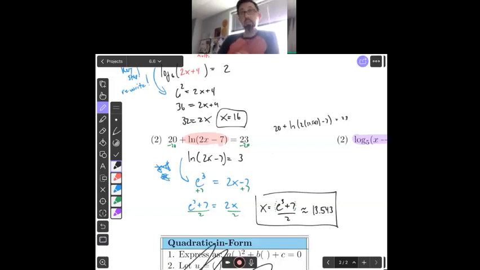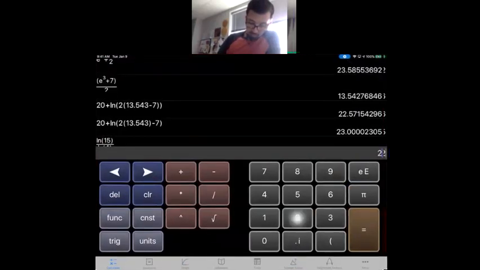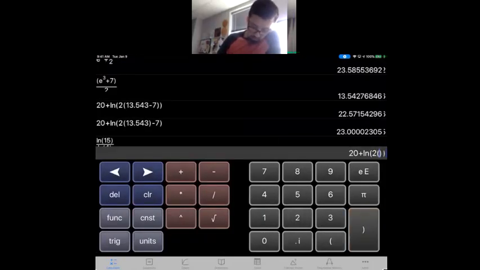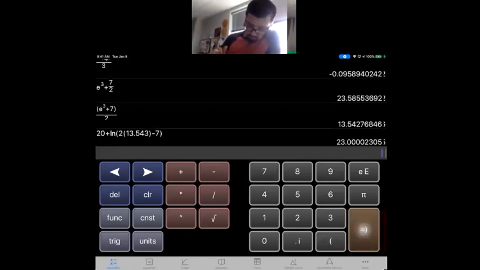So I can type that left side into the calculator. 20 plus the natural log of 2 times 13.543 minus 7. Those are my parentheses, enter. Right? Really close to 23. Okay. See how our answer works.